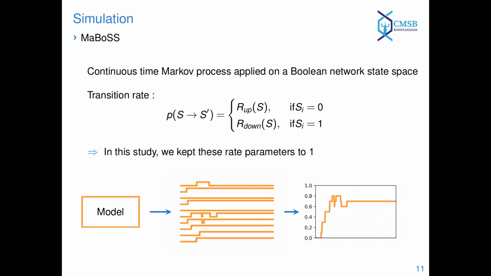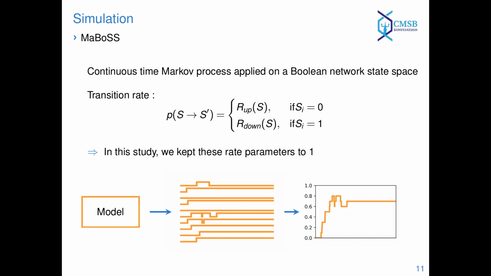So MaBoSS uses a continuous time Markov process applied on a Boolean network state space. The transition rate of this Markov process is defined such that you will have a rate of activation and inactivation for every node, so for every transition. And this will allow you to represent time scales and to add this notion of time to Boolean modeling. But in this study we chose to keep this parameter at 1 so that it stays closer to classical Boolean models and so that we'll be able to compare to standard Boolean models.